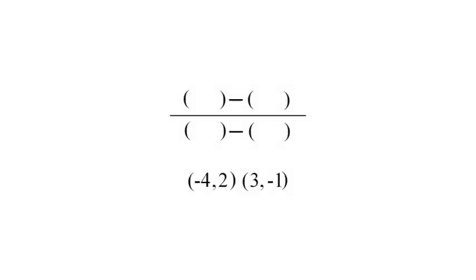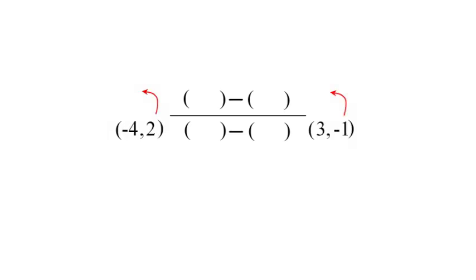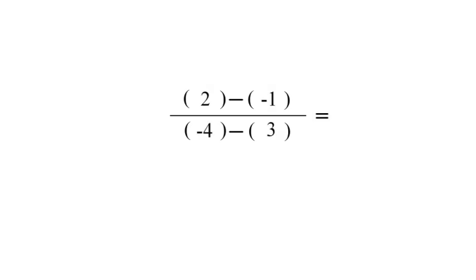For the first set of points, -4, 2, and 3, -1, I first place the points on either side of the formula. Next, I move the y-coordinates above the x-coordinates. Then I move them into the adjoining slots. Next, I do the arithmetic across the top to get 2 minus a minus 1, which is the same as 2 plus 1, because a minus in front of a minus makes an overall plus. So 2 plus 1 is 3 on the top.